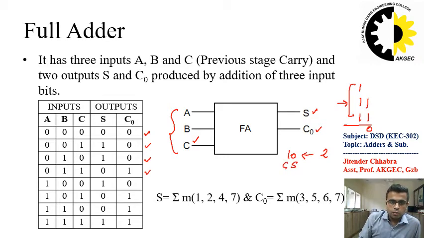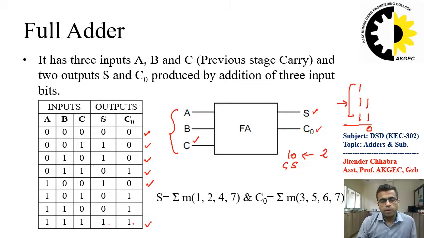Similarly, 1 plus 0 plus 0, we can see that sum is 1, carry is 0, and going to the last case, triple 1, A plus B plus C, sum is 1 and carry is also 1. Because 1 plus 1 plus 1 in decimal becomes 3, and when 3 is written in binary, it becomes 11. That means this is the sum part and this is the carry part. So now the truth table is complete.